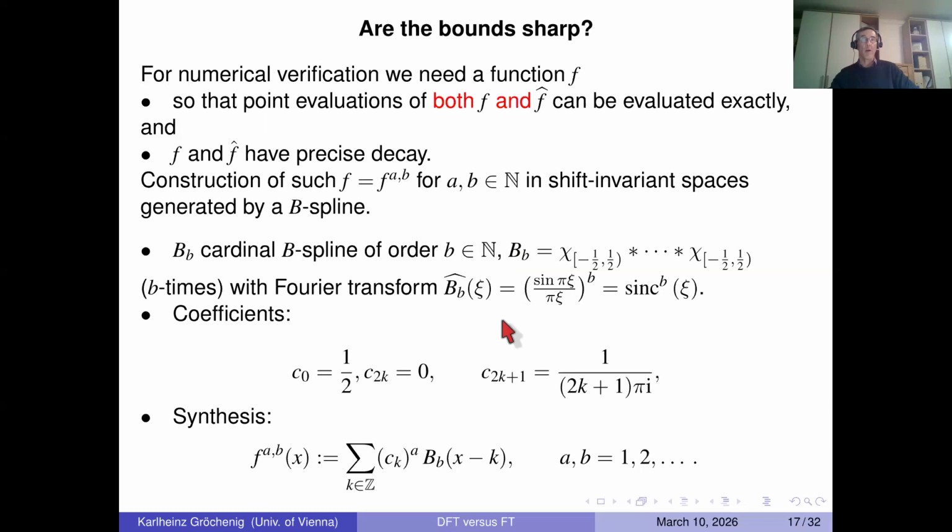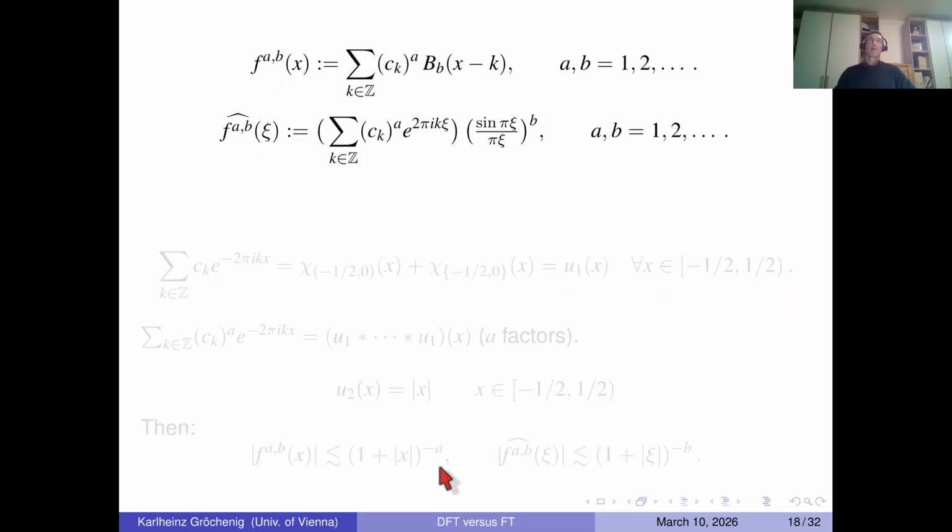B-spline has compact support. We choose coefficients, very easy coefficients, powers of 1 over 2k plus 1. And so we have functions of this form. Coefficients that decay polynomially to the order A, and the B-spline has compact support. And so these are our candidates. The Fourier transform is some trigonometric series times the cardinal sine.